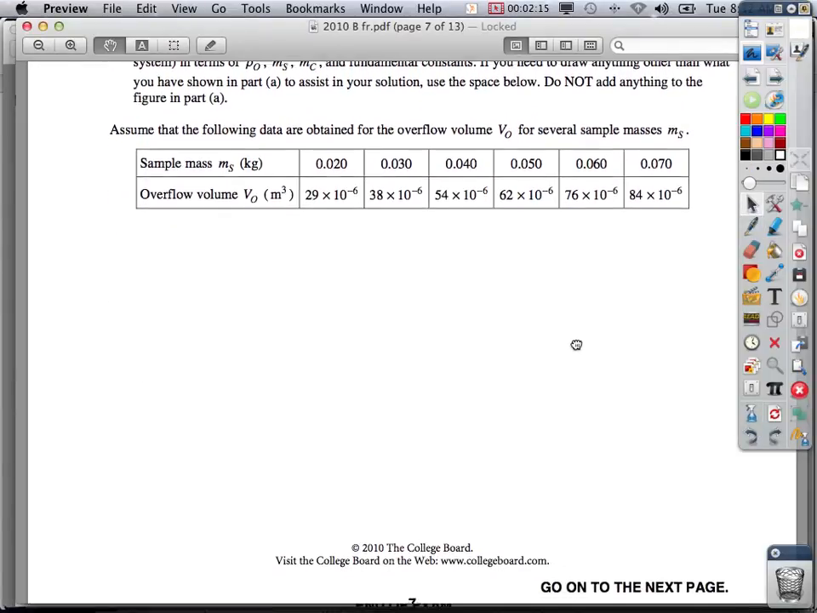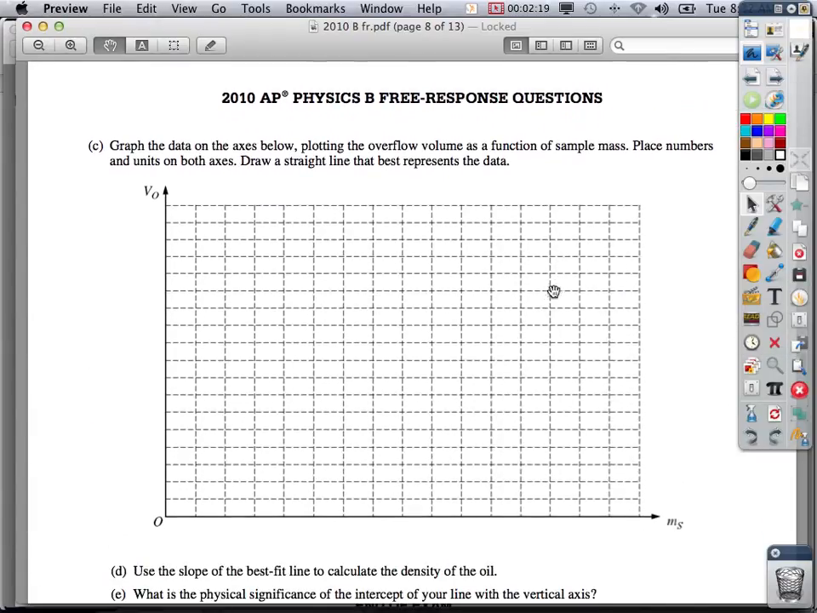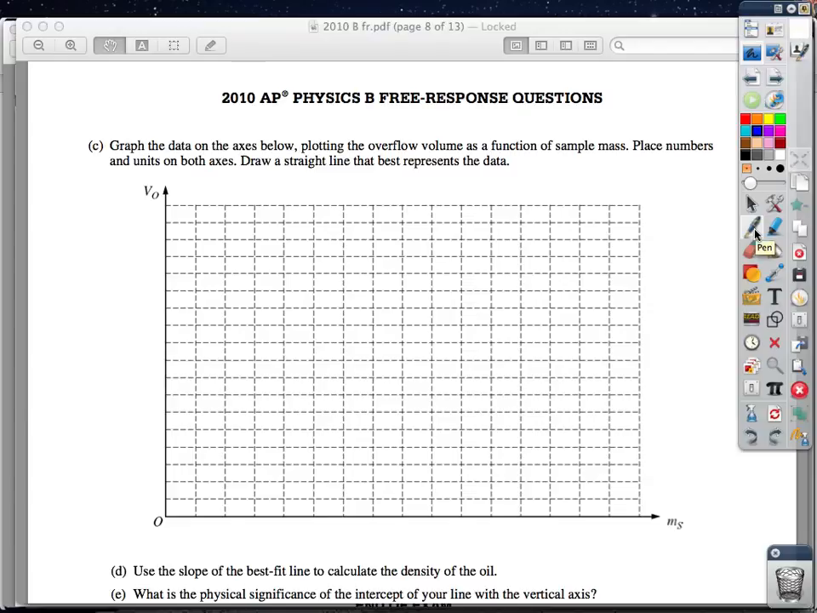Then assume the data are obtained for the overflow. Graph the data on the axes below, plotting the overflow volume as a function of sample mass. This is one of those can-you-follow-directions-and-gain-3-points questions, or are you too stupid to be able to read? Yeah, that was kind of a weighted statement, sorry. I hope I didn't offend anyone.